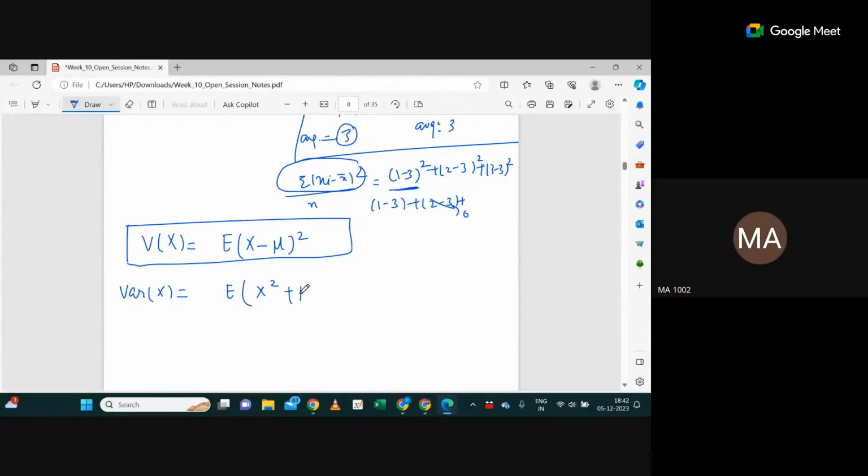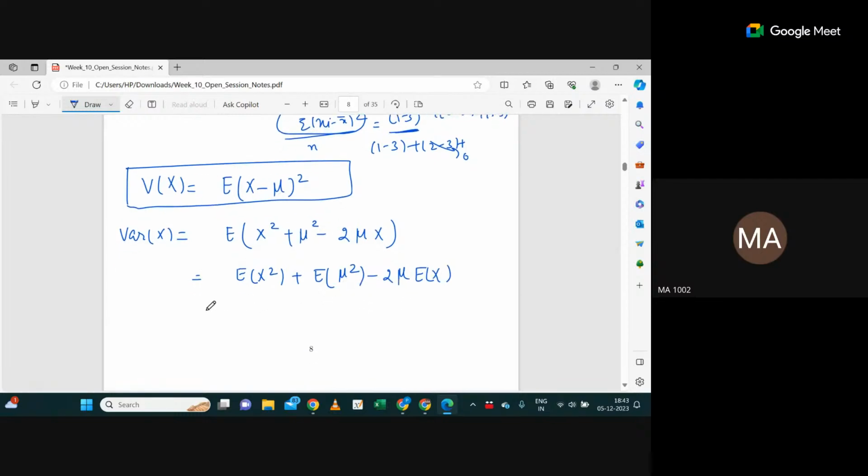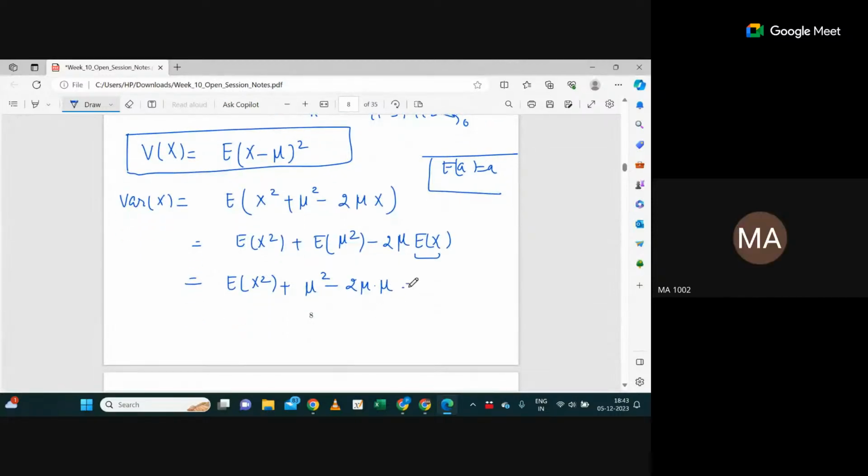I can expand it: X square plus mu square minus 2 mu X, right? I can take the expectation inside the bracket. It will be the expected value of X square plus the expected value of mu square minus 2 mu times the expected value of X. Mu square is a constant value, and the expectation of a constant is nothing but that value. So it will be mu square minus 2 mu, and what is the expectation of X? It's mu, right? So it will be the expected value of X square plus mu square minus 2 mu square.